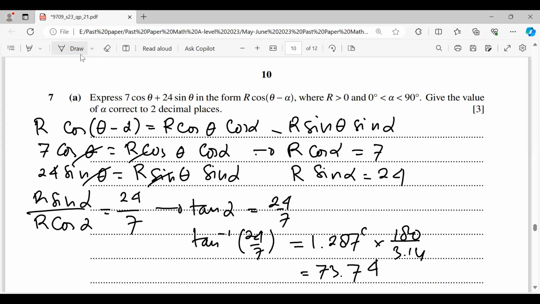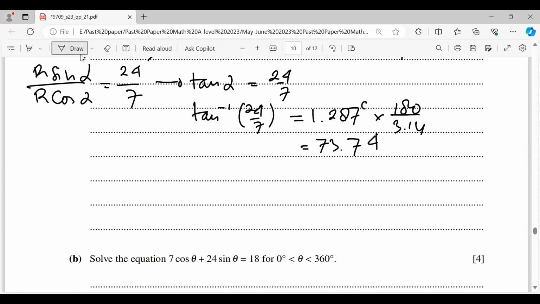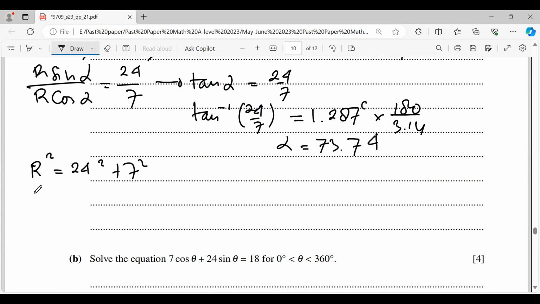I'm going to scroll down first. It means r. Okay, so this is alpha. R squared equals 24 squared plus 7 squared. Okay, 576 plus 49, square root of 625. It is 25. Okay.